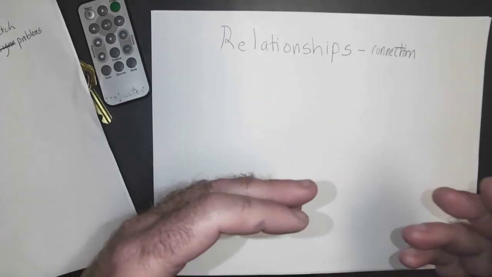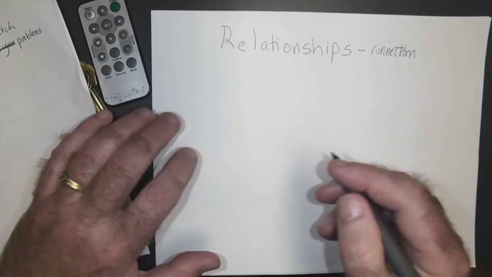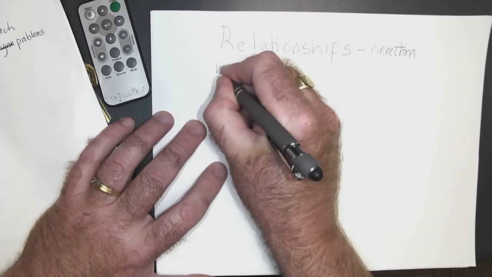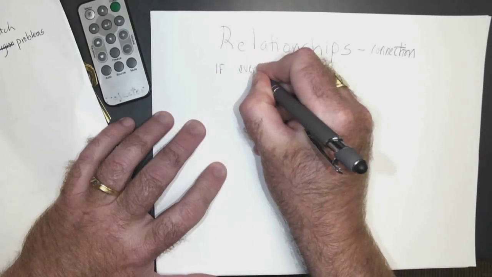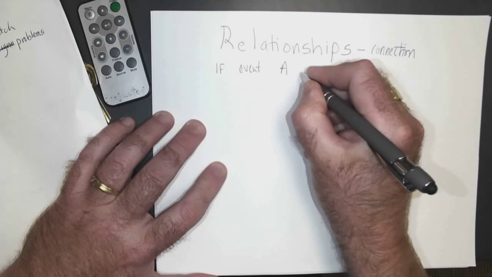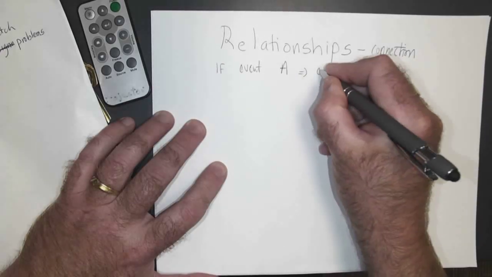Okay? And what does that mean? A connection means that if event A happens, therefore event B.